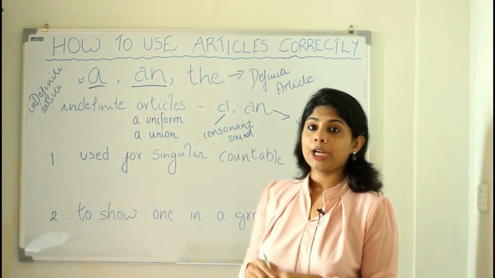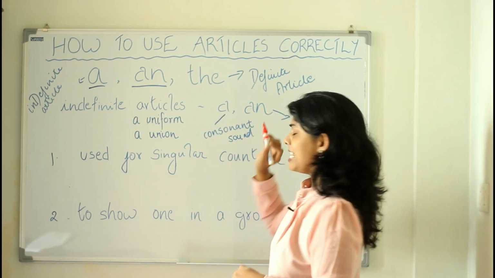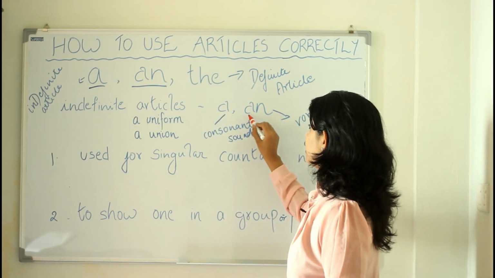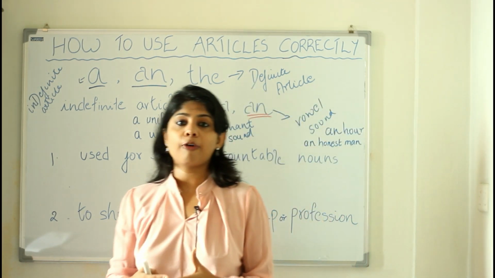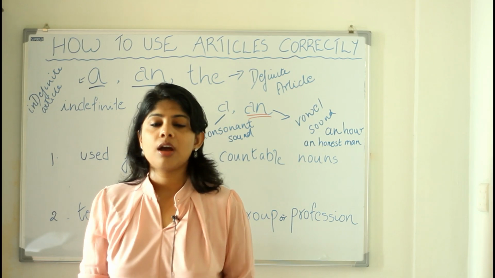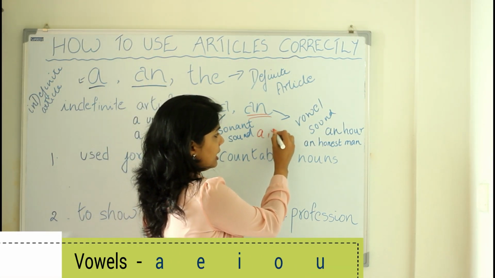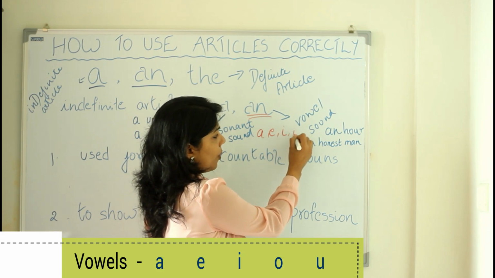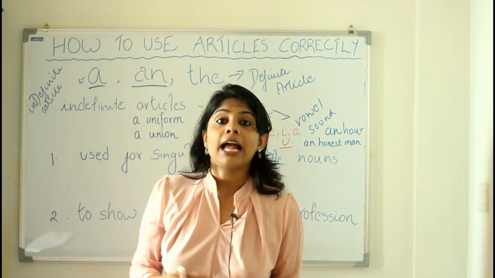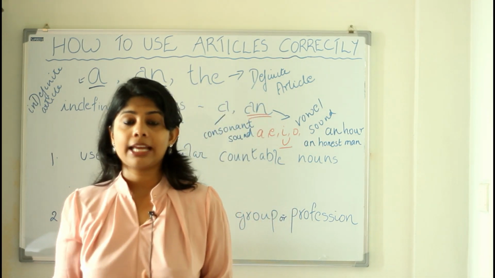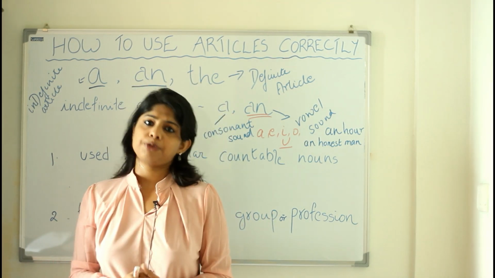Let's first differentiate between a and an. Now, an easier way to remember this is the word an is usually placed before vowel sounds. Now, what are these vowel sounds? They are a, e, i, o, u. For example, an egg, an apple, an elephant, and so on. Now, there are some exceptions to this.